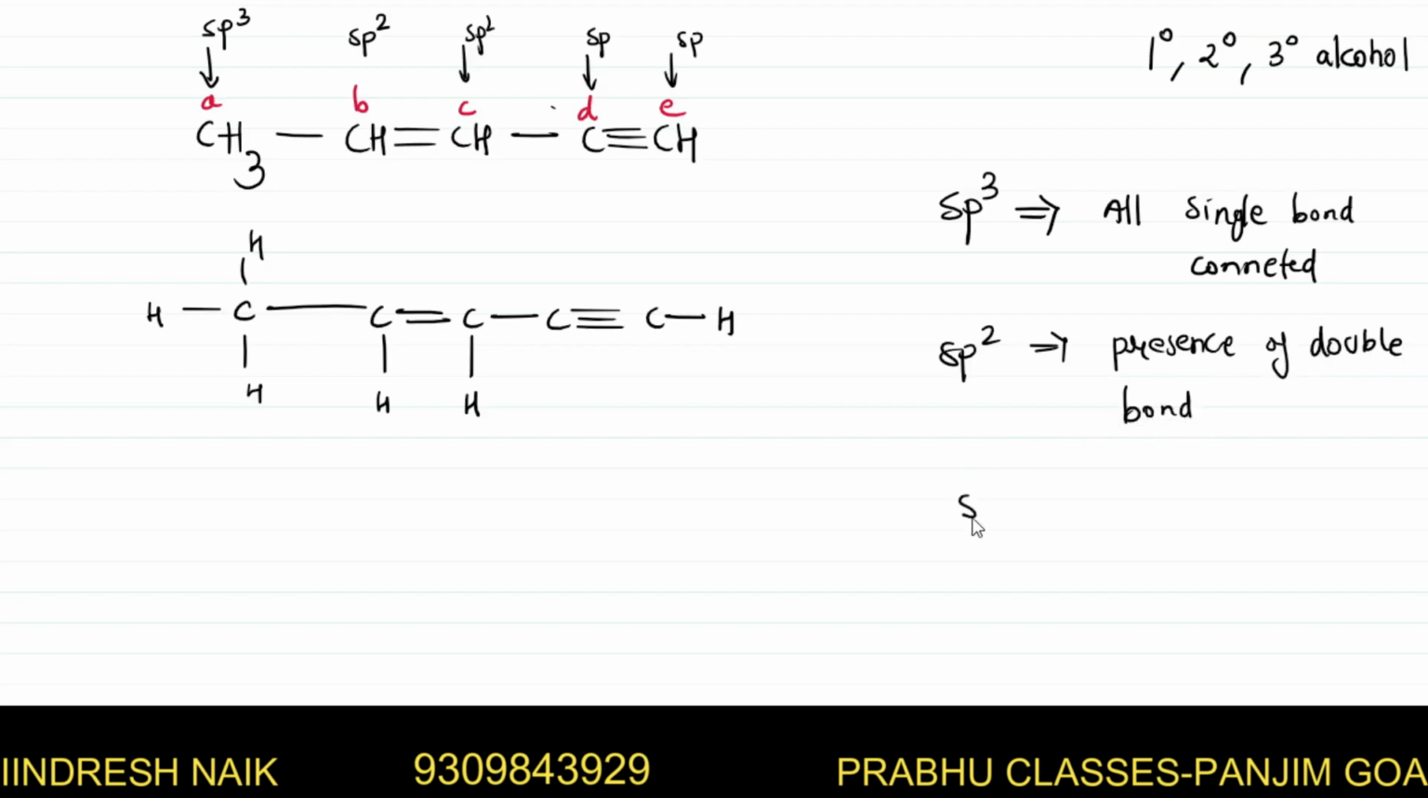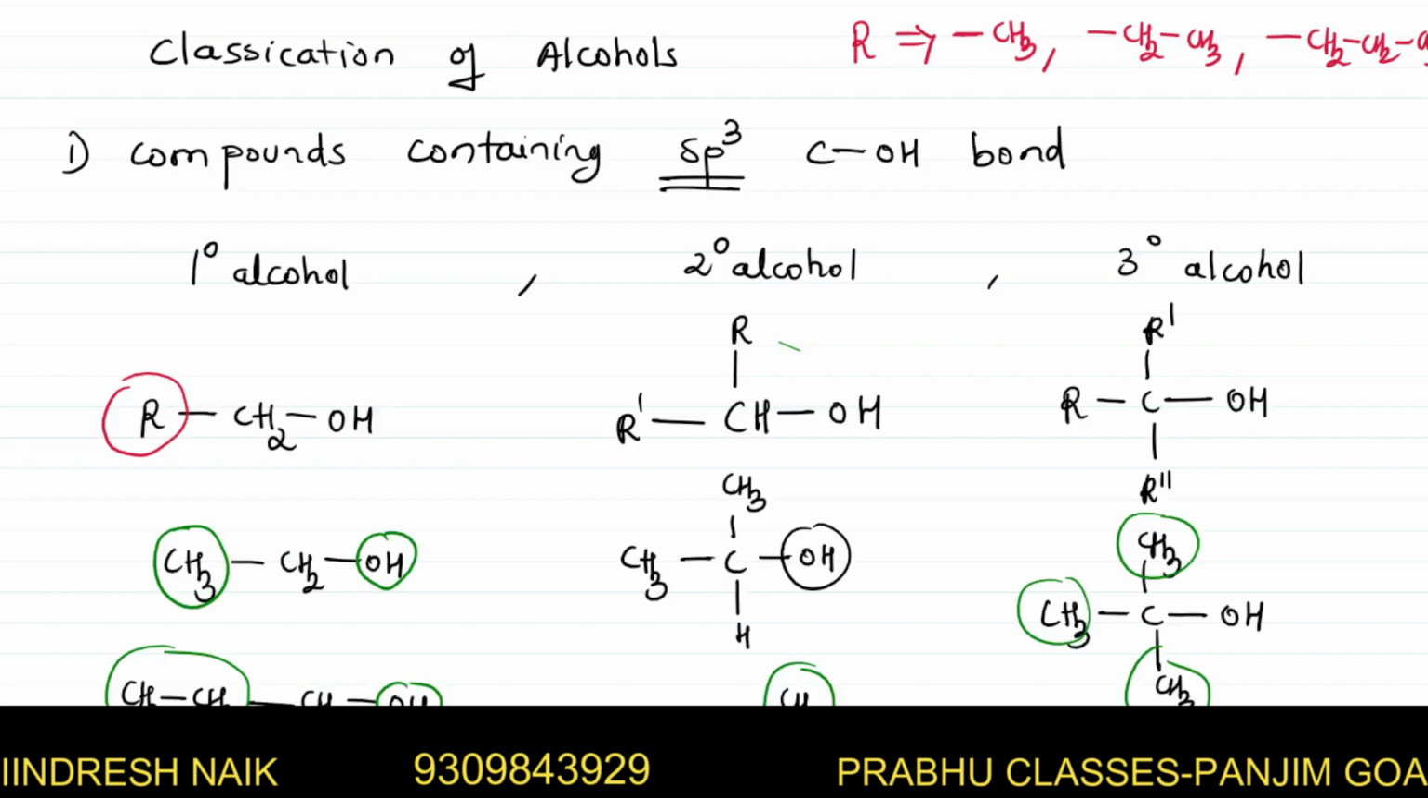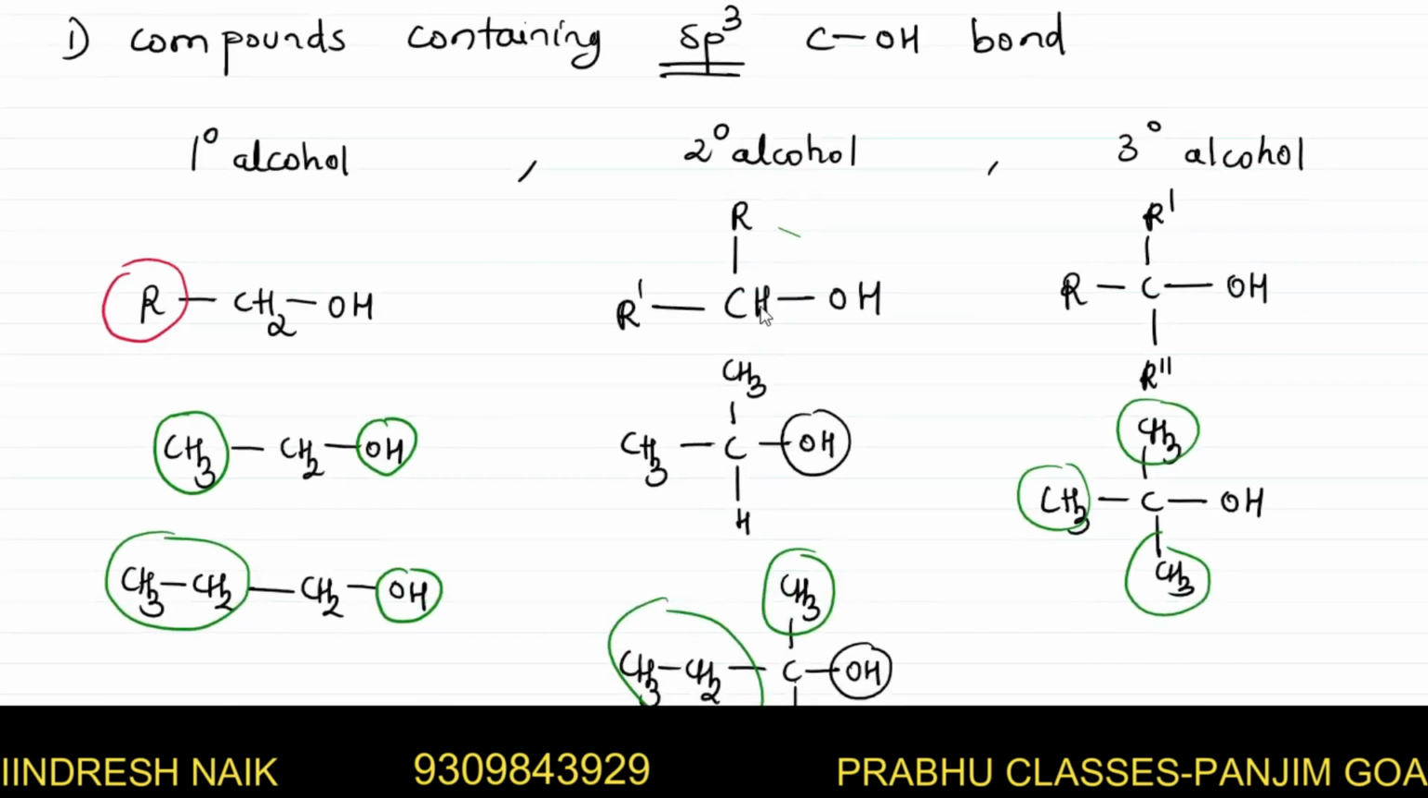And sp means a presence of triple bond. This is what the sp is, right? So this was my atom A, carbon A, this was B, this was C, this is D, and this is E. So this is how we understand. And if we go to a previous example, if you see over here, these structures, this was sp3 carbon, right? This was sp3. All these carbons were sp3.